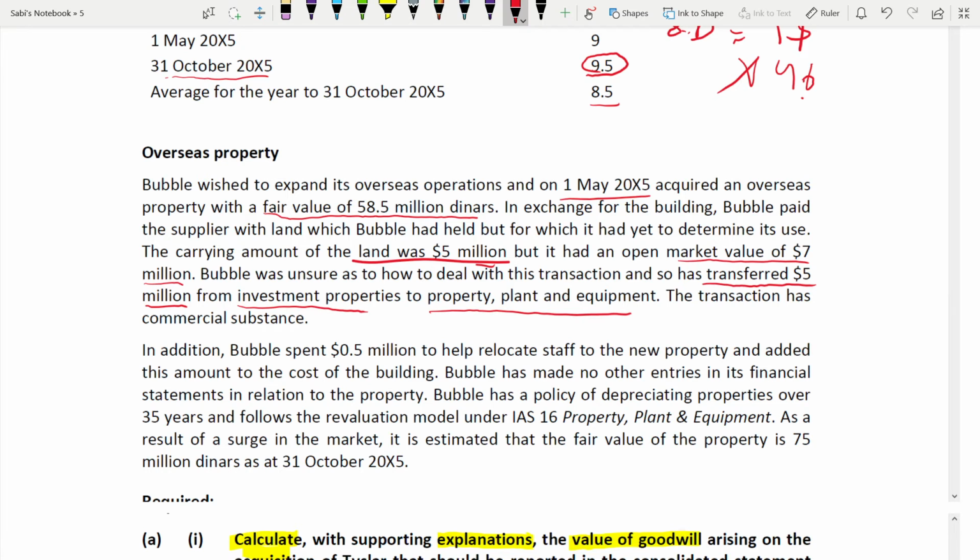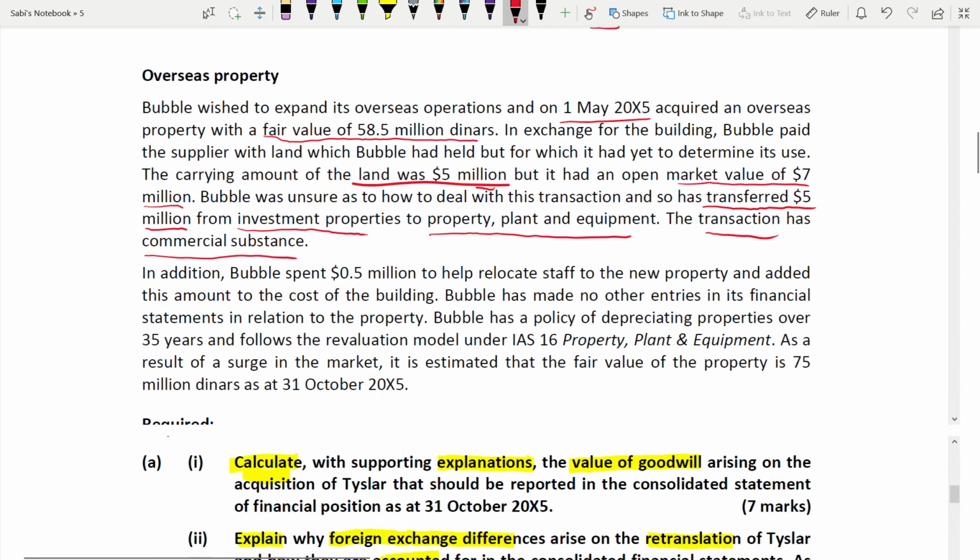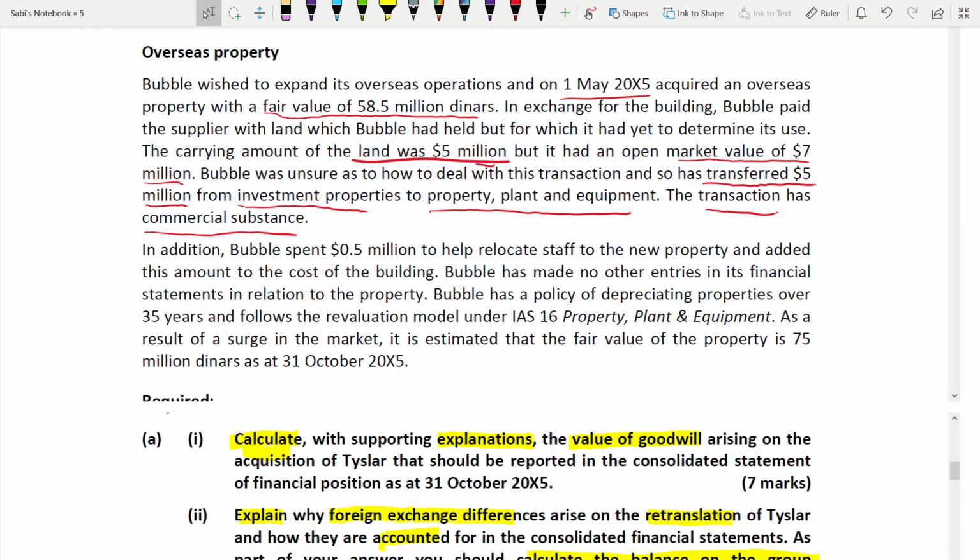This transaction has commercial substance. Okay, the transaction has commercial substance. We'll see. Okay. In addition, Bubble spent 0.5 million to help relocate staff to the new property and added this amount to the cost of the building. So 0.5 million, and he added this amount to the cost of the building. Bubble has made no other entries in its financial statements in relation to the property. Bubble has a policy of depreciating properties over 35 years.